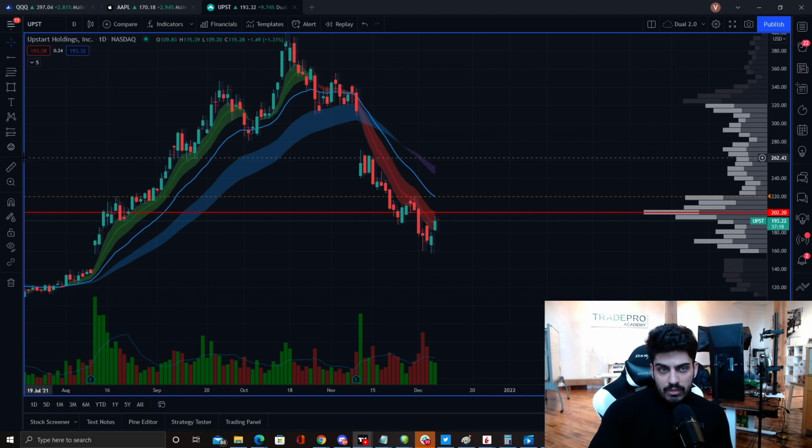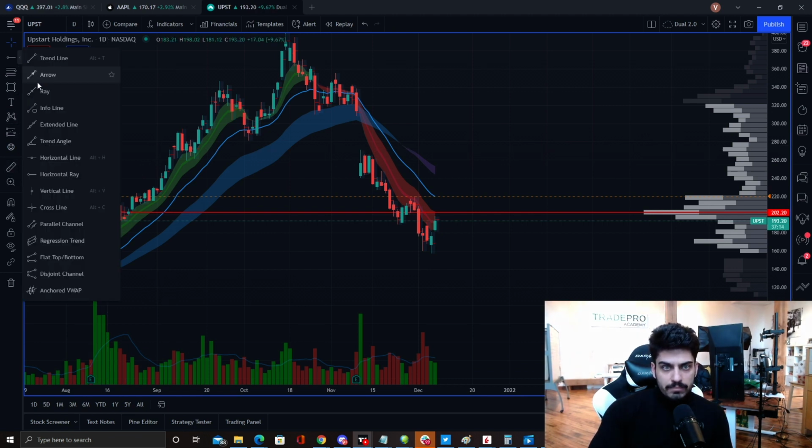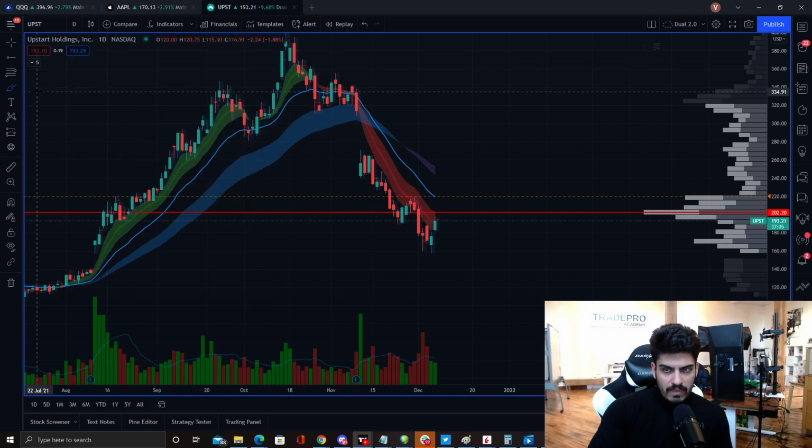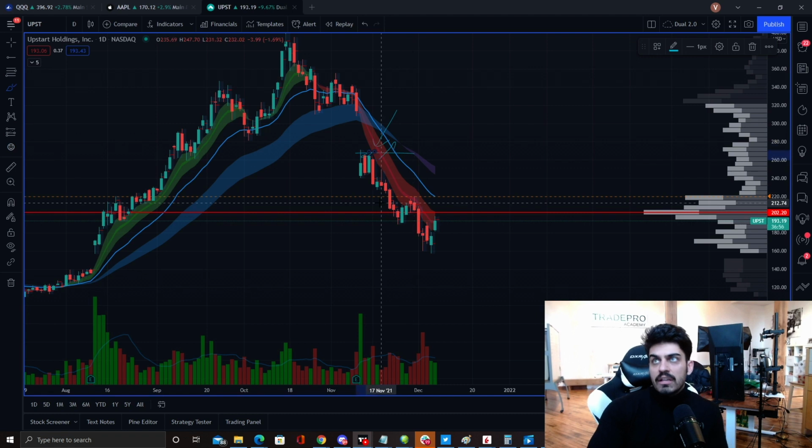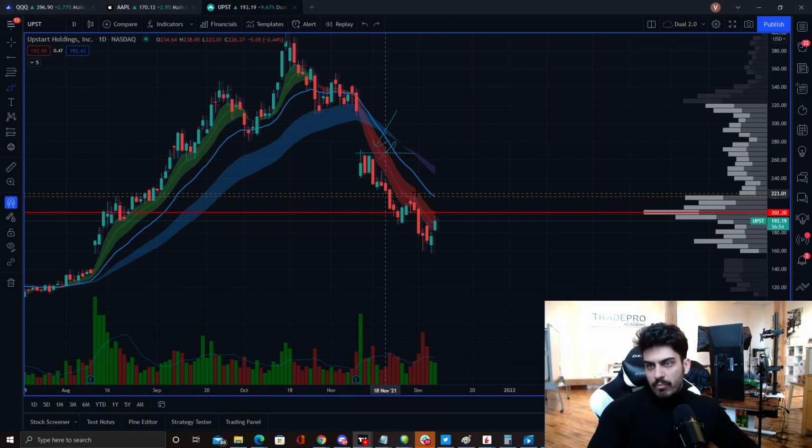So for example, if we take Upstart here, let's draw some imagery. You can see we gapped lower and we have a resistance here. Price didn't really break that resistance, but if we get into this area ever, it's going to be great. We're going to look for that breakout.